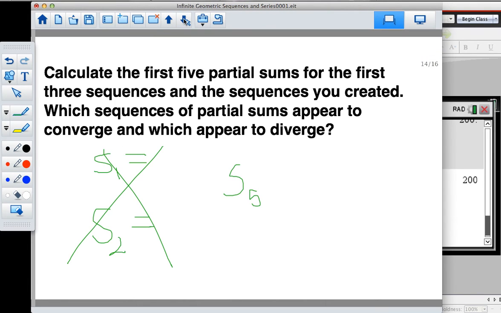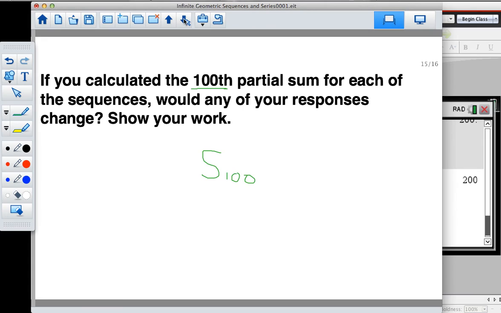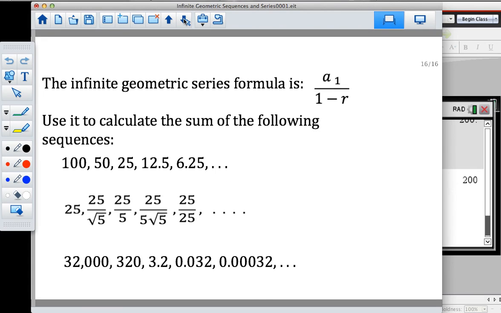Okay, let's see. I think that was all that we wanted. Yep. I think we never got to this. If you feel like doing this for homework, you can. You don't have to. It is just more practice on using the infinite geometric series formula.